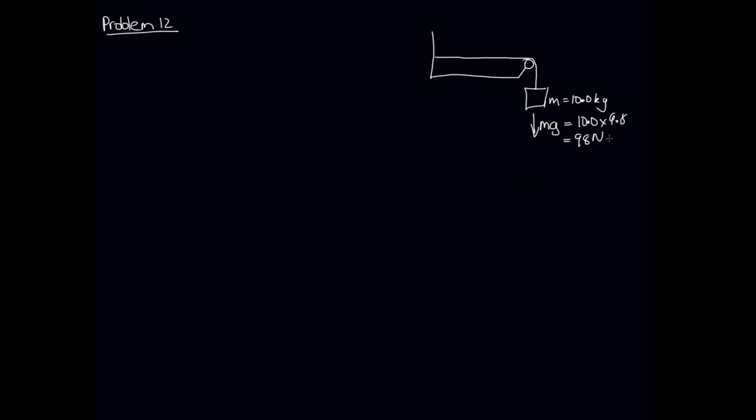So this one's problem 12. This problem's quite difficult. In this one, we've got a piece of wire with a mass hanging off it. This is a 10 kilogram mass, and so it's applying a downwards weight force equal to mg, which is equal to 10 times 9.8, which is equal to 98 newtons.